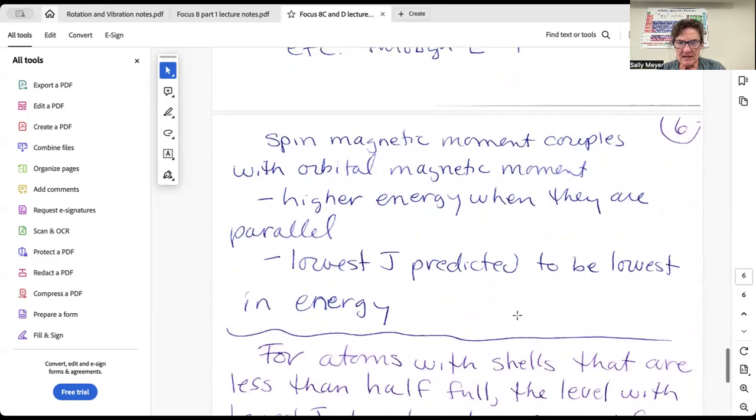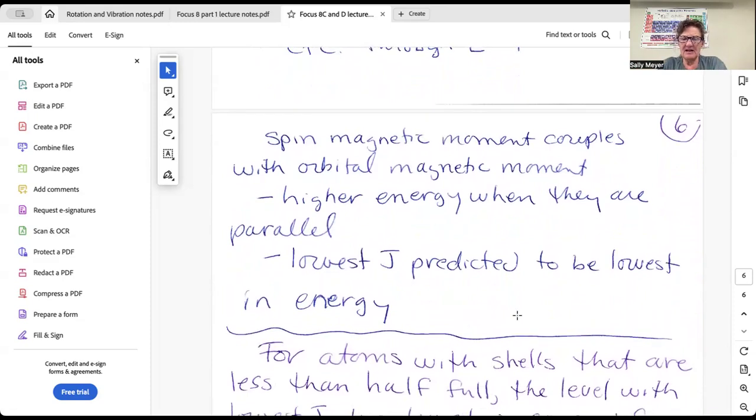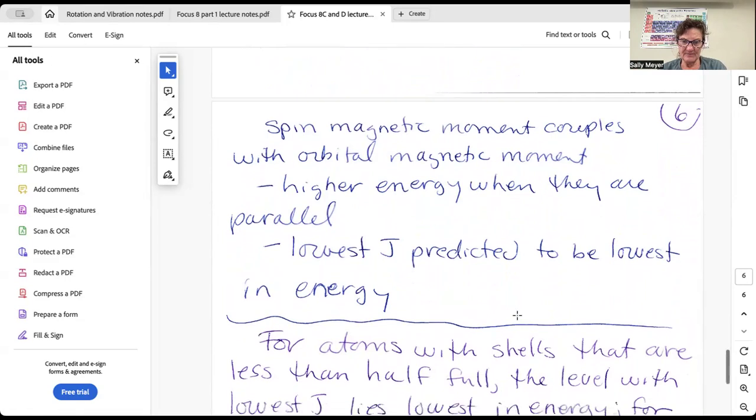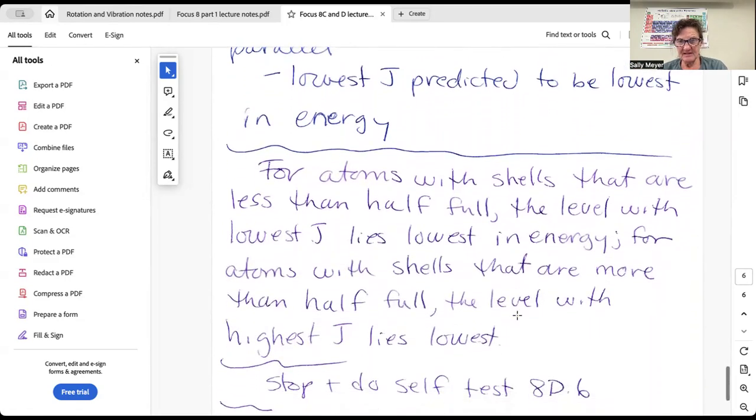So just some information about how you decide which are the highest and lowest energy values. The spin magnetic moment couples with the orbital angular momentum moment. The energy is higher when they are parallel. So if they're parallel to each other, the energy is higher. The lowest J is predicted to be the lowest in energy. So this is a generalization.